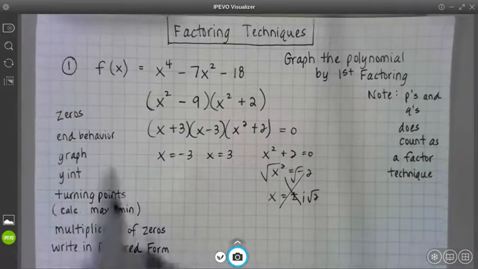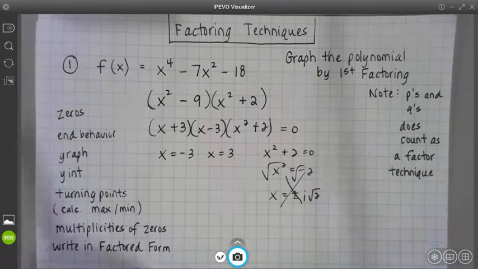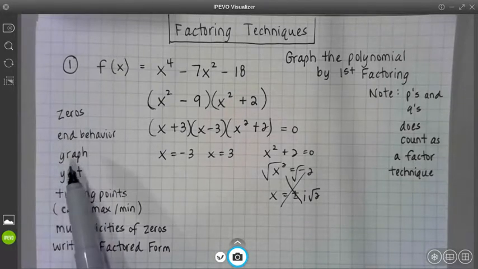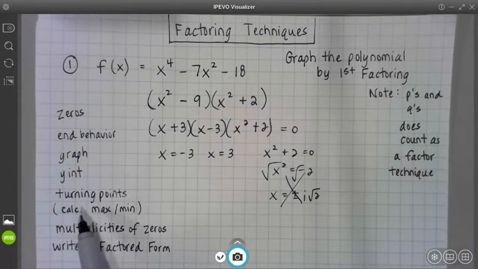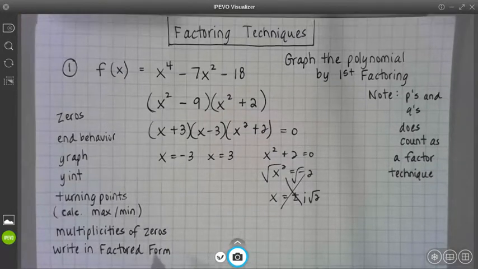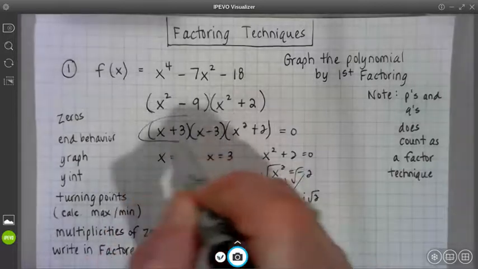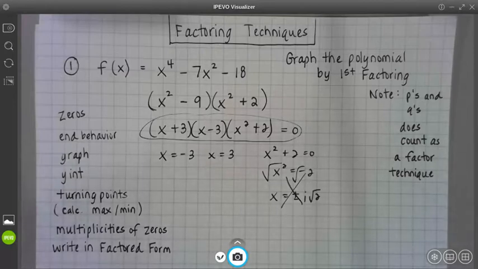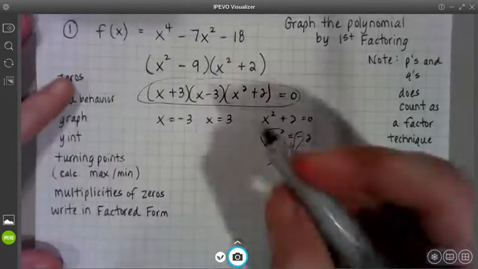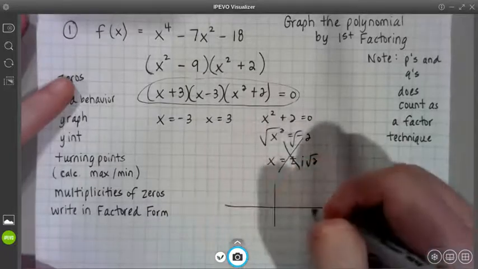They're going to ask you to find the end behavior, which end is up, which end is down. They're going to ask you to graph it, find the y-intercept to get your turning points using the calculation on your graphing calculator for the max and mins. They're going to ask you about the multiplicities of your zeros, and then they're going to ask you to write it in factored form, but you've already got it in factored form by factoring it, all right? So this is what you can do instead of having to use your P's and Q's. And then when you go to create your graph, right, you just put your zeros on the graph.